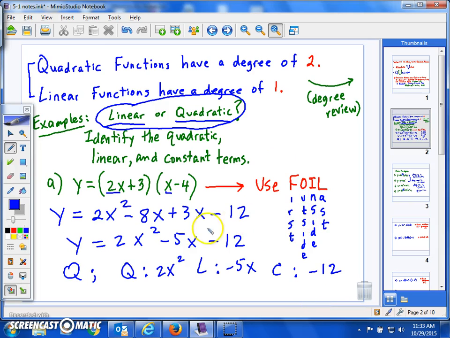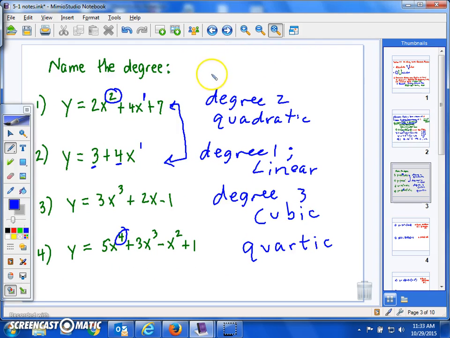And you're going to do 9 problems very similar to this. The key is remove the parentheses with whatever method is required. Make the decision on linear or quadratic, and then break up the parts. Okay? Let's try a couple more.